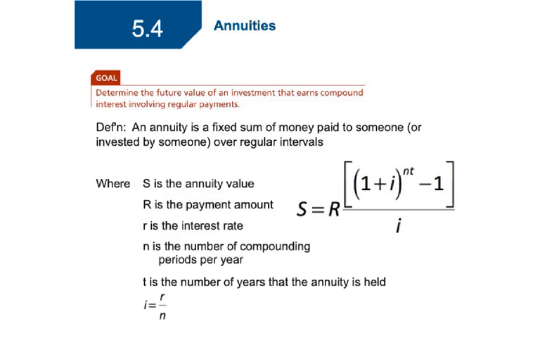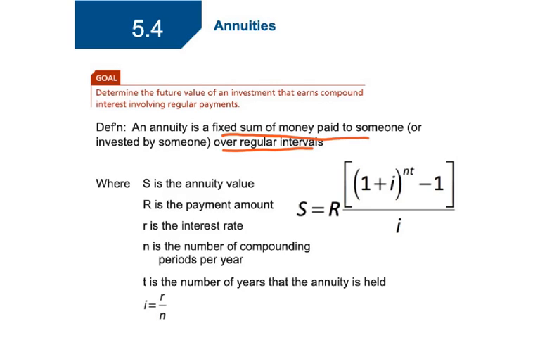This is a fixed sum of money paid or invested over regular intervals. This is how a lot of people invest for their retirement. They put away $100 a month or $200 a month repeatedly, month after month. So to do calculations with this, it's a slightly different formula, a little bit more complex because we do have a more complex situation going on.